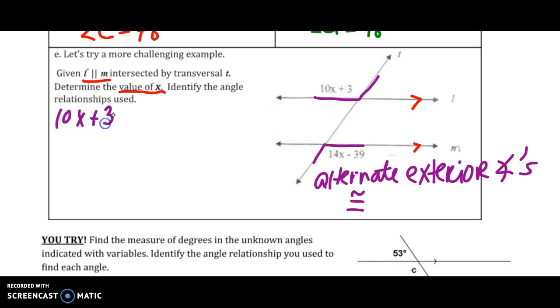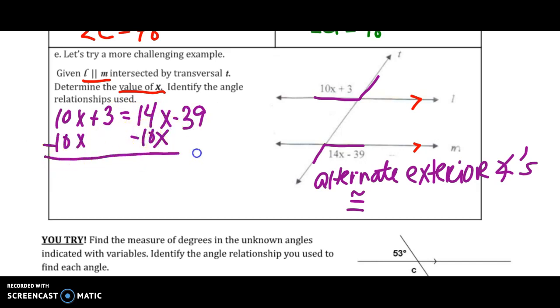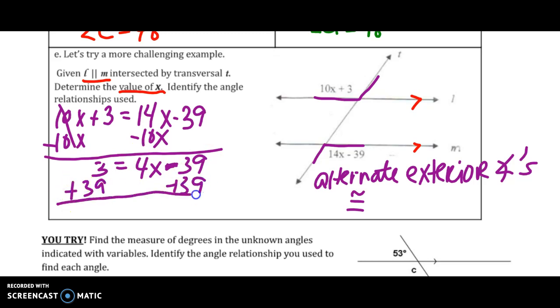And so because the lines are parallel, we know these are congruent or equal. 10x plus 3 equals 14x minus 39. So if we move our x terms together, this is algebra now, not geometry. 3 equals 4x minus 39. Add 39 to both sides. We get 42 equals 4x. So if we divide both sides by 4, we get that x equals 10.5.